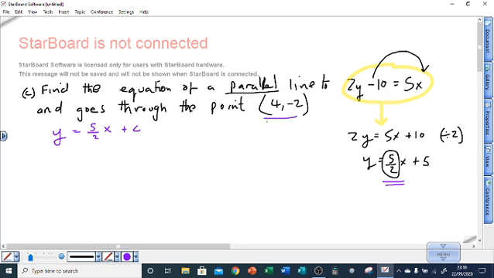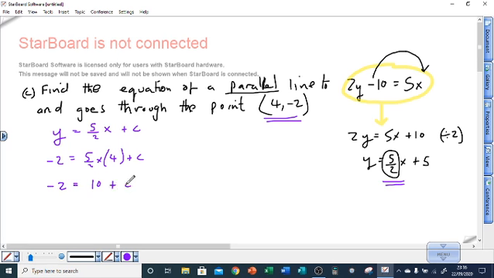Now I've got to use this point, and that'll help me find out what c is. So that's saying that when x is 4, y is minus 2. So I'm replacing y with minus 2, and that is 5 over 2 times whatever x is, 4, plus c. So 5 over 2 times 4, well, divide by 2 gives you 2, 2 times the 5 gives you 10. Minus 2 equals 10 plus c.